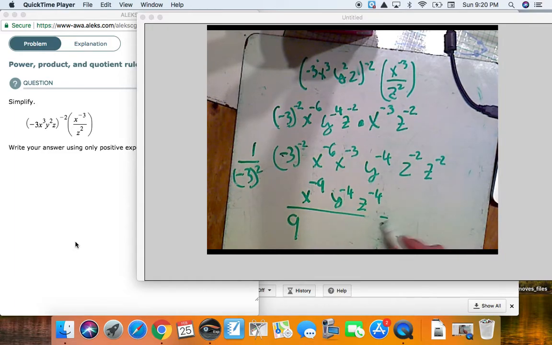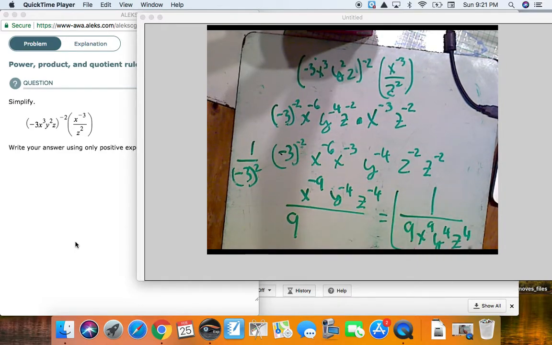Okay? But then I don't want to have any negative exponents, so I'm going to move those all to the other side of the fraction bar and get 9, x to the 9th, y to the 4th, z to the 4th. And then that's going to be my final answer.